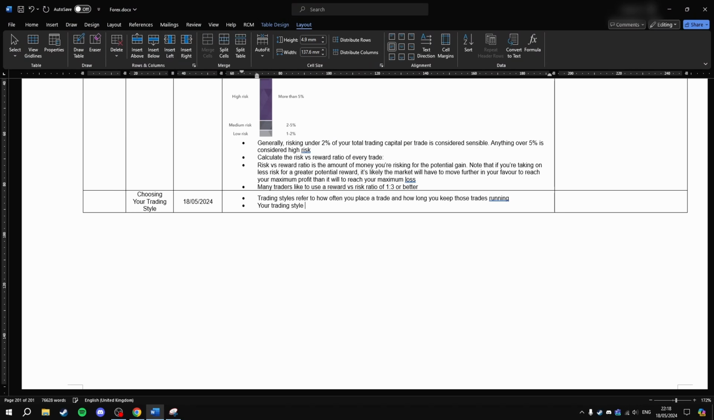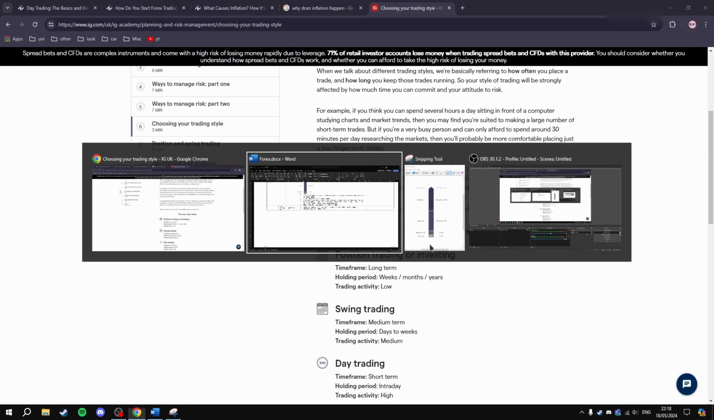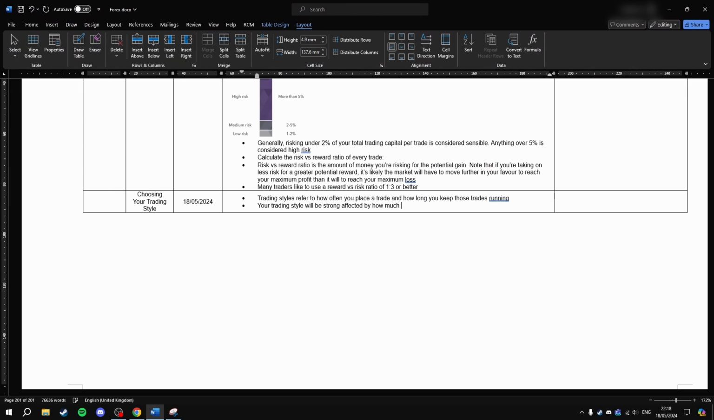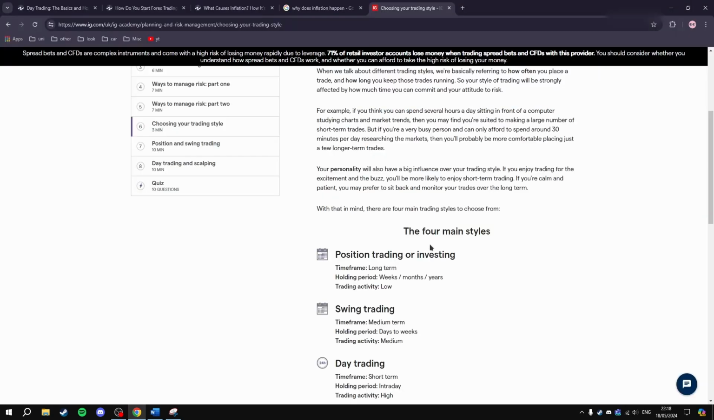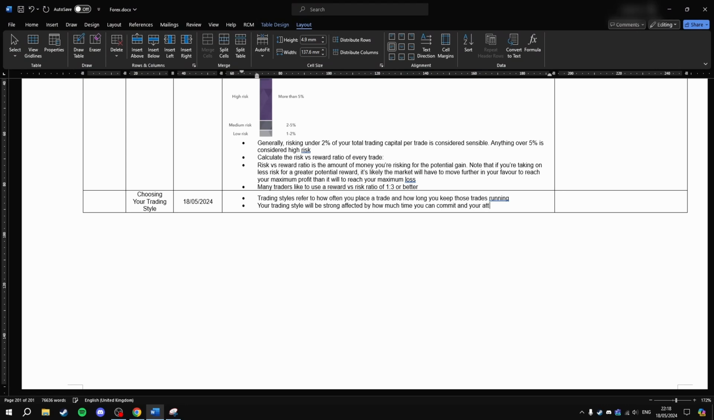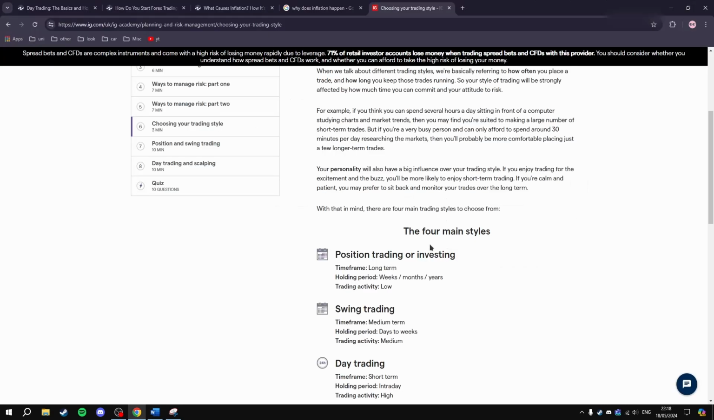Your trading style will be strongly affected by how much time you can commit and your attitude to risk.